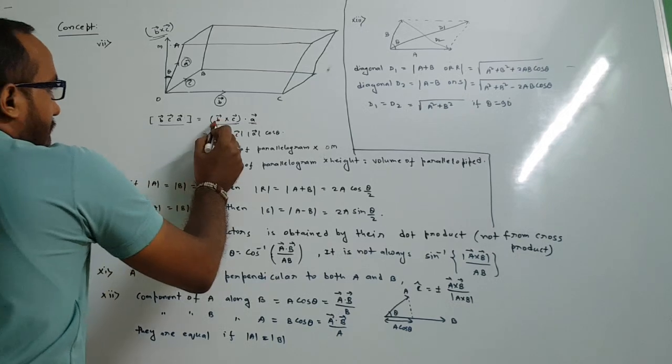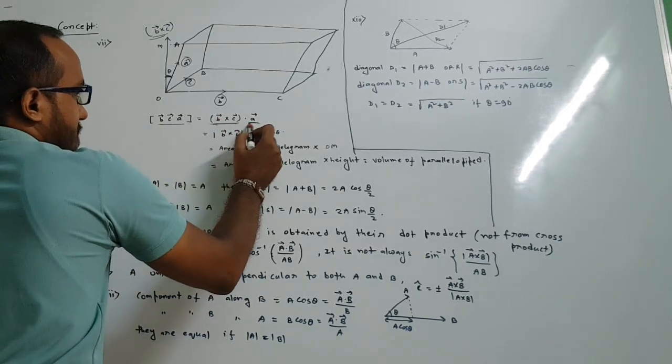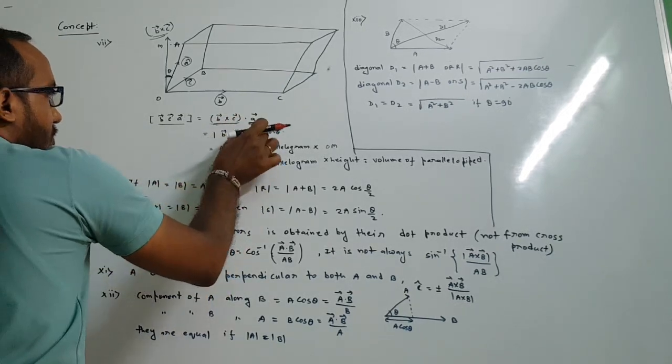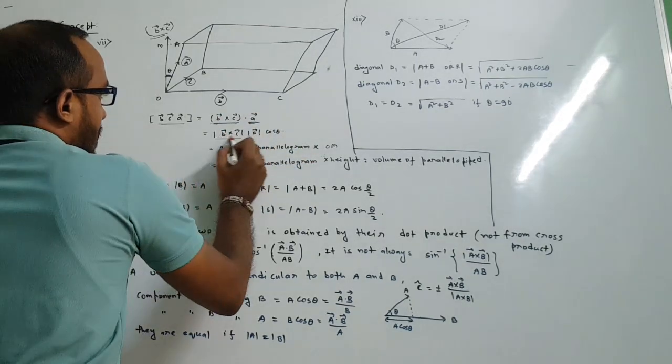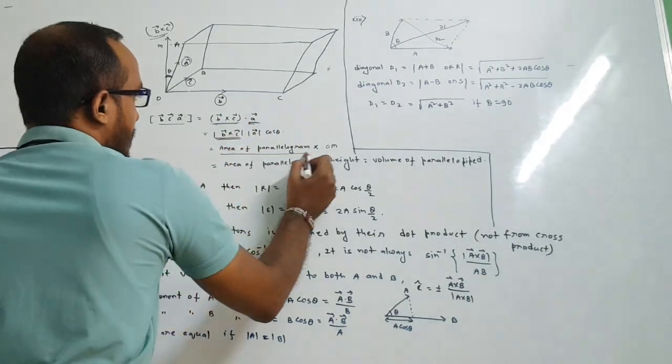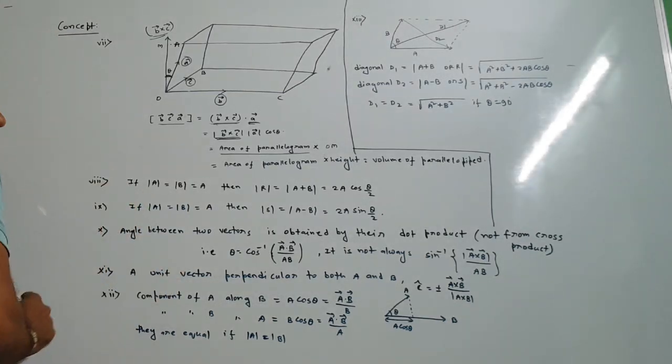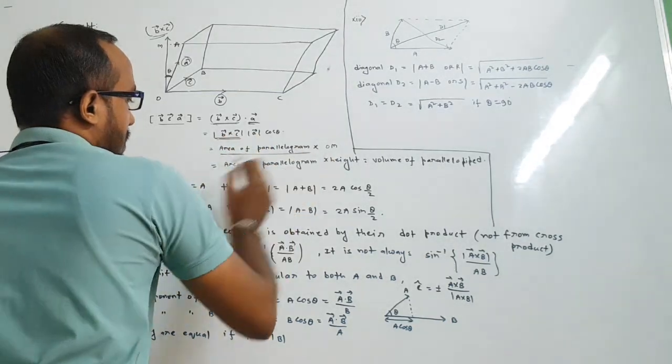Now see, A dot B. Let us consider this is A, this is B. So what is A dot B? Mod A mod B cos theta. Now what does B cross C represent? Area of parallelogram, we know, we have just discussed in the last slide. B cross C is the area of the parallelogram.